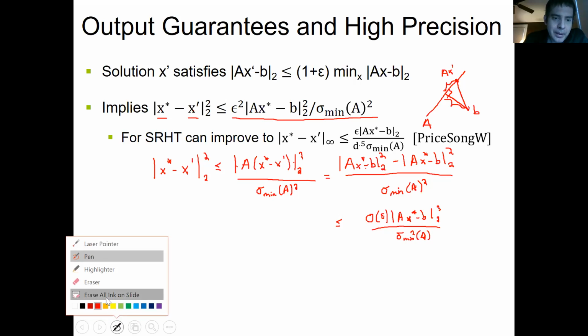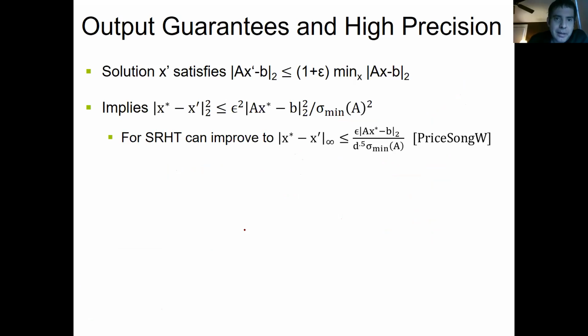Okay, so yeah, and one thing that we showed is actually if you use the subsample randomized Hadamard transform, you can improve this guarantee to say that every single coordinate in your solution vector x prime is actually close to the corresponding coordinate in the optimal solution. So if you look at this, if you square this, then the difference here is that I have a d in the denominator as opposed to what's up here.